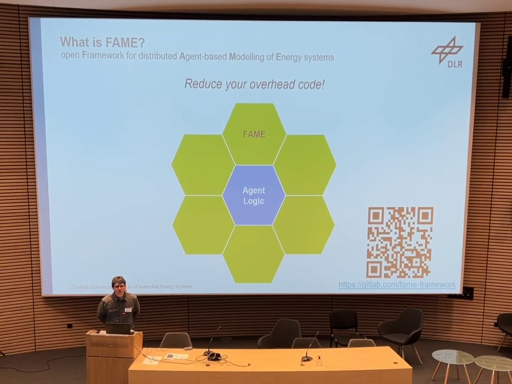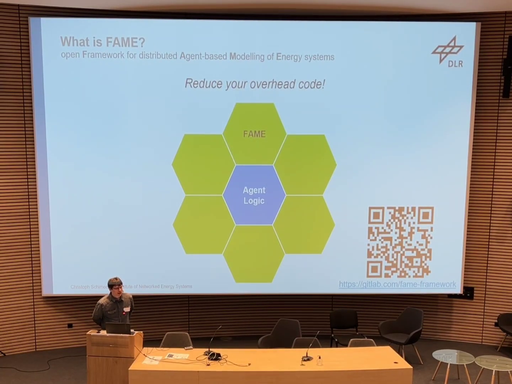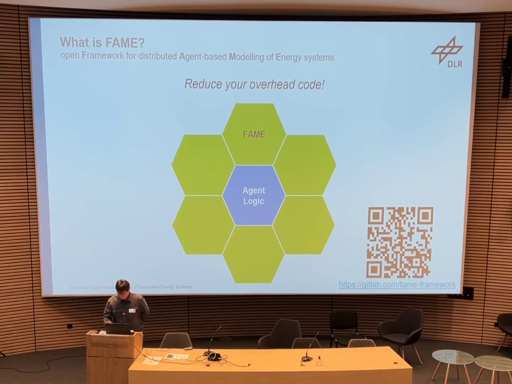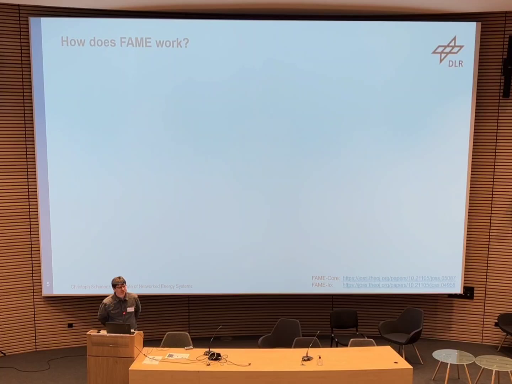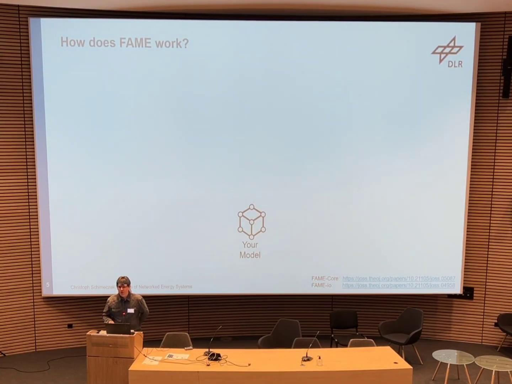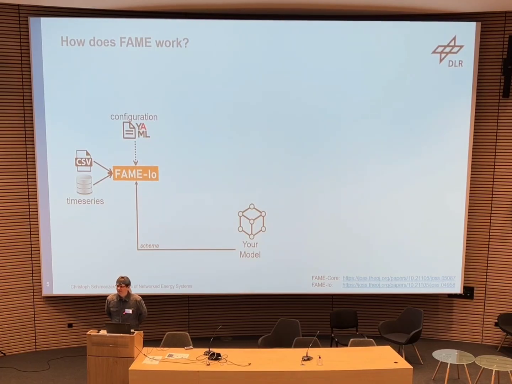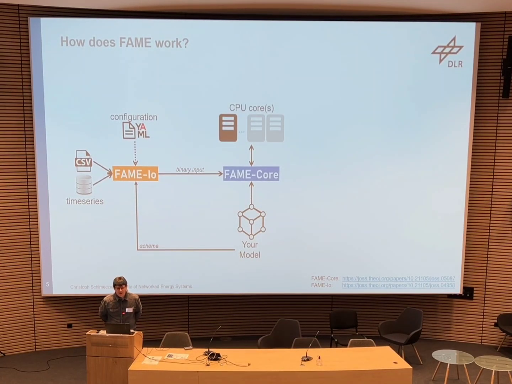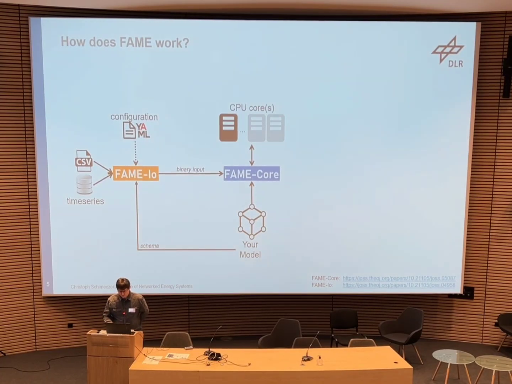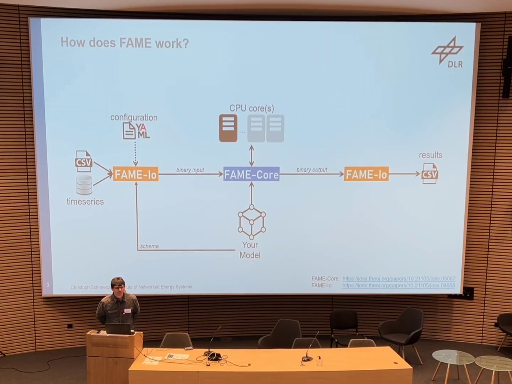So FAME will cover all of these parts and reduce your code overhead and make you think about the agent logic in the first place. So yeah, how does it do it? Basically, we start with your model, and from that we derive schematics that describe your model, and then you can configure that with data and your configuration files. FAME will build a binary input file and run it on your computer system with a driving application, and in the end you get all the simulation results as an output, as a binary output file.